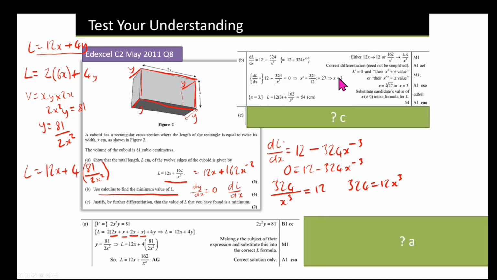Now, perfect. It says use calculus to find the minimum value of L. So you can see up to there you've got your 4 marks. All doable. And you substitute the 3 into your formula for L, and you should get your final answer as 54. So what do you think we need to do for part C? Do you remember? Justify by further differentiation that the value of L that you have found is a minimum. Do you remember what we do? It does say further differentiation, so that is the clue.